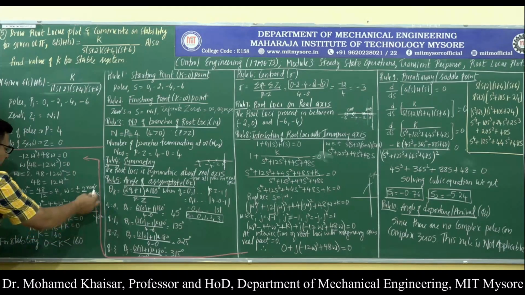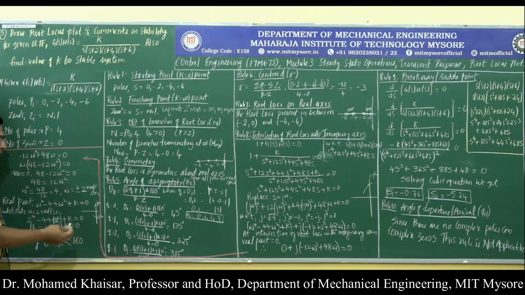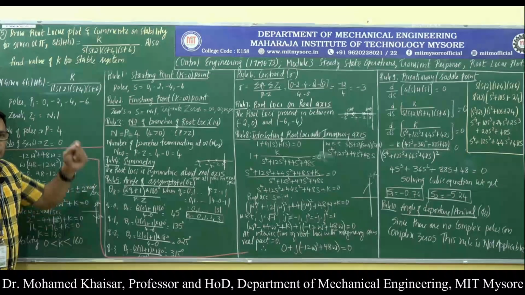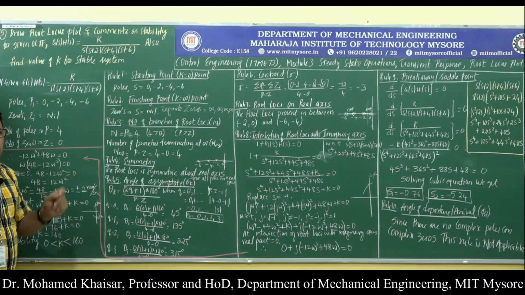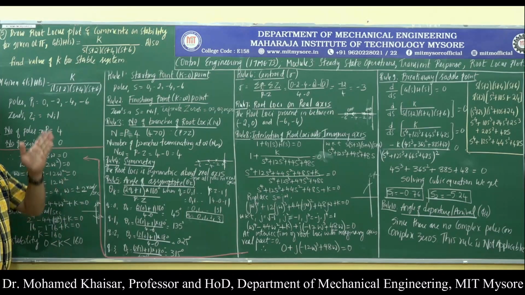Then once we have found the value of omega, we know that the real part is equal to 0. What is the real part? It is omega raised to 4 minus 44 omega square plus k equal to 0. Now when we have already calculated omega equal to 2 radians per second, we will substitute that, and we will come to know that k is equal to 160. At the intersection of root loci with the imaginary axis, the value of k is 160. That means the gain is 160. So at the intersection point, the value of k is 160.